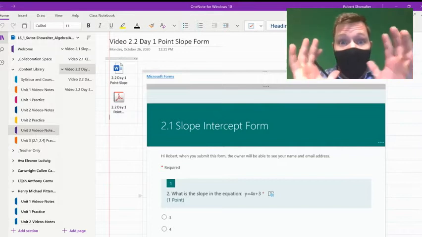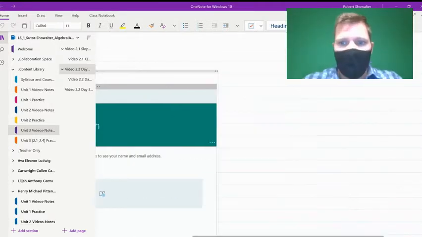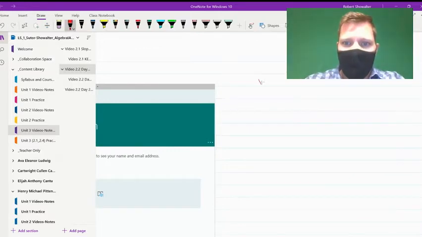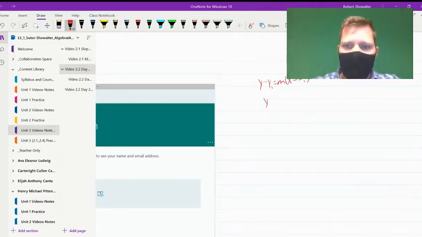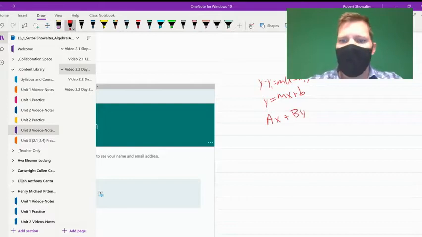Okay, today we're going to talk about point slope form. It is another one of the forms of a linear equation, another one of their quote unquote nicknames for the equation of a line, right? This is the one we talked about yesterday, and the one we're going to talk about towards the end of the chapter.